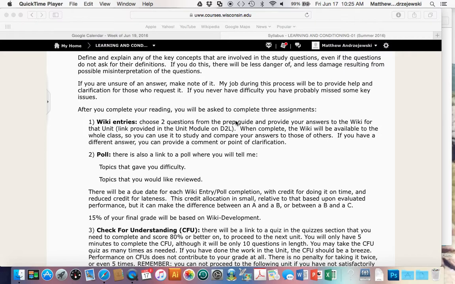So the wiki is going to have the questions from the preparation guide, and you're going to choose 2 and write your answers to the wiki. I have a separate video and instructions on the wiki that you can look at after this, just to get a sense of what the wiki is like. The first wiki we're going to do is an introductory wiki, where I'd like you to tell the whole class a little bit about yourself.